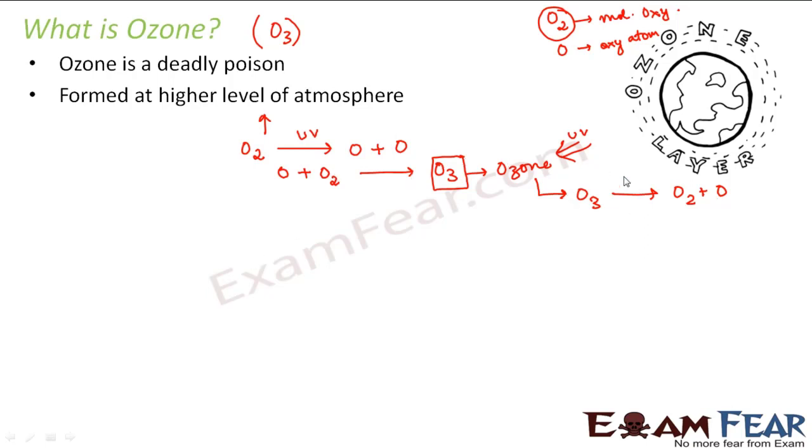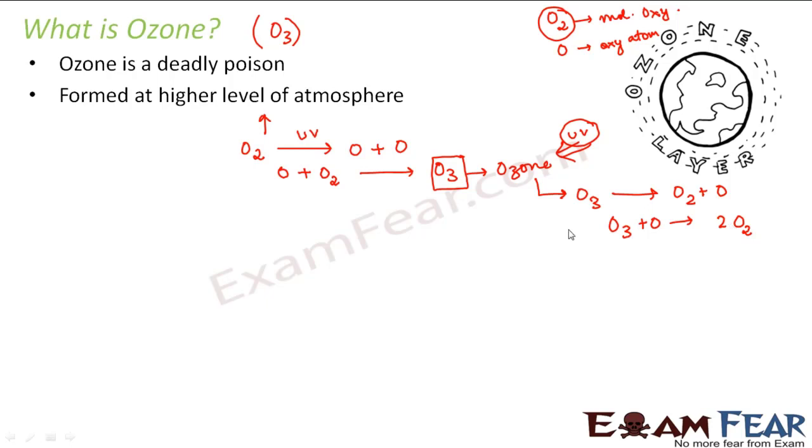But meanwhile, it is absorbing the ultraviolet radiation, and this ultraviolet radiation is harmful for us. So the ozone layer is basically absorbing the ultraviolet radiation in the process of its own decomposition. So it forms molecular oxygen plus atomic oxygen, right? And then this atomic oxygen again combines with ozone to form two molecules of oxygen, right?